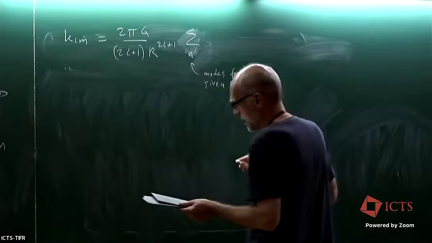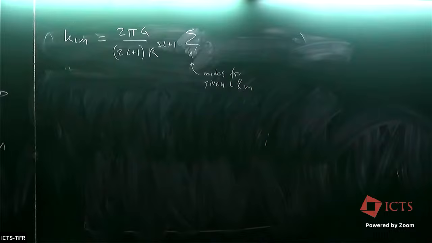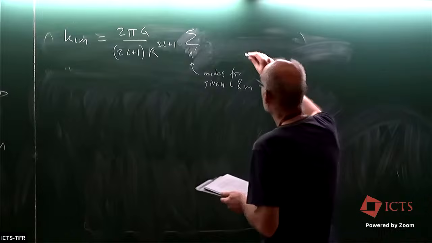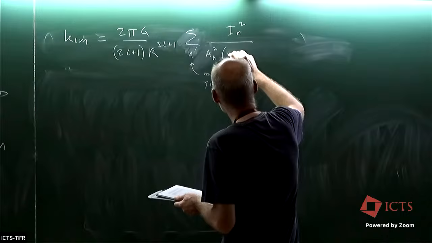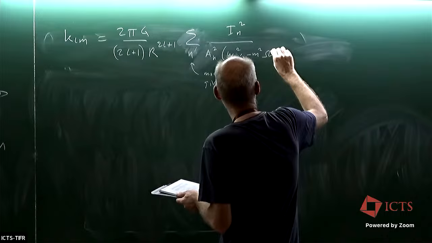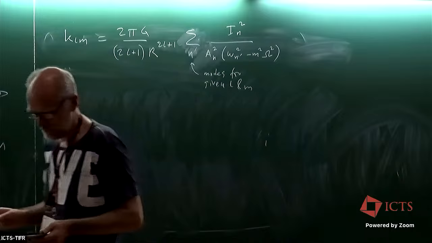And then we have that funny sum. We had this funny combination we had here. There's an I_n there, there's an I_n star. So there's just gonna be an I_n squared. There's gonna be an I_n squared over normalization, which we could have dropped, but it's there. Omega_n prime squared minus m squared omega squared. Okay.